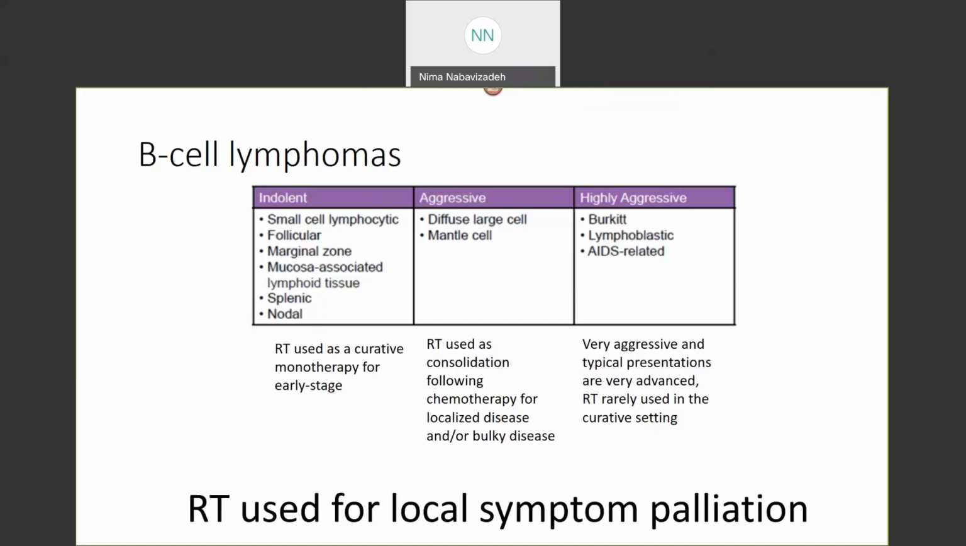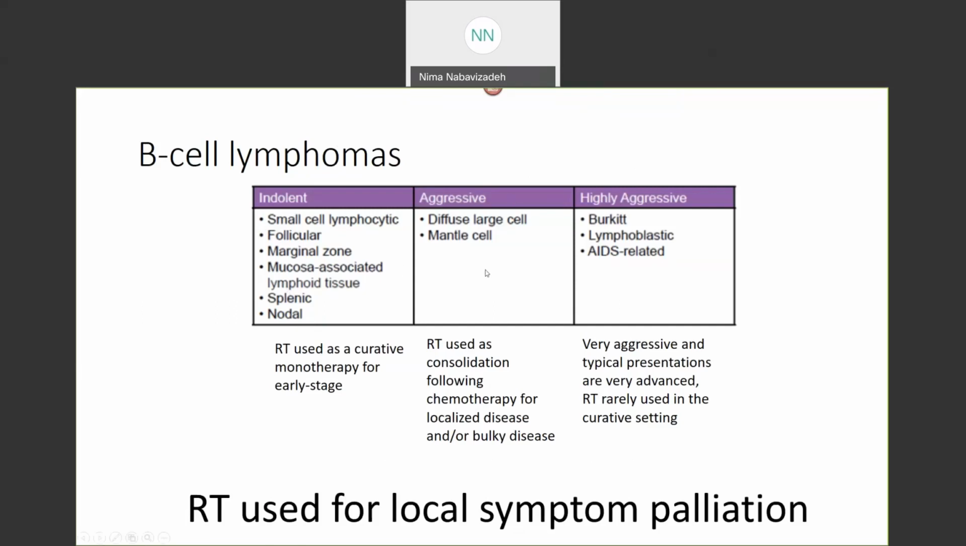For the B cell lymphomas, we can classify these in three different subclassifications where we have our indolent lymphomas. And for these indolent lymphomas, these are not as aggressive as the other ones. And radiation can be used as a cure by itself for early stage patients. Early stage meaning stage 1, stage 2 patients.